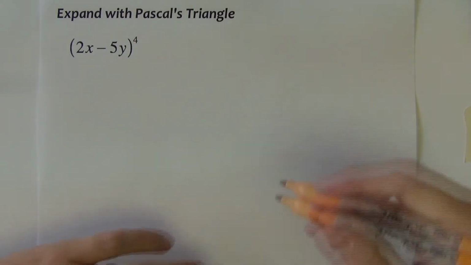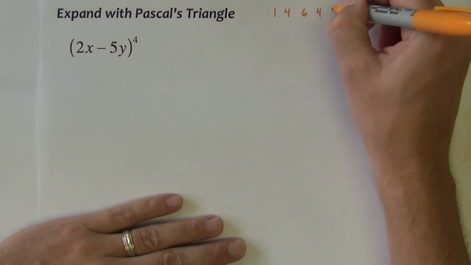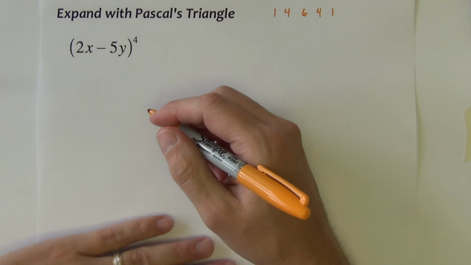Alright, I want to give you one more, one that's about as hard as we can make it, as it's got coefficients in front of both the x and the y, and it's even got a minus sign in there too. So this is really about as hard as they can come, I suppose. It's a 4th power, so it means I'm going to use 1, 4, 6, 4, 1 as my coefficients.